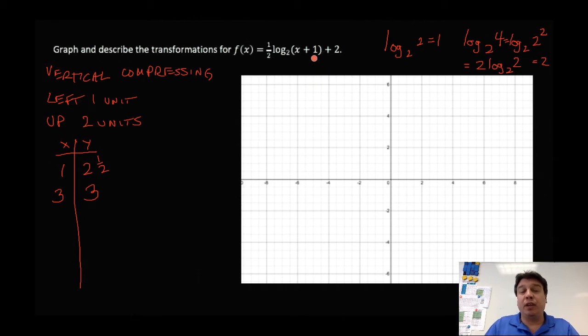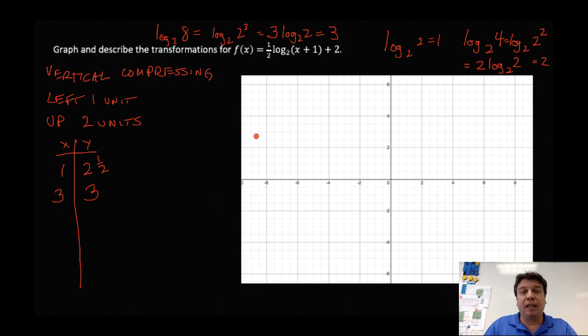Now I want to choose another number. So if I have an 8 here, I'm going to do a little math. Log base 2 of 8. Well, remember that 8 is nothing more than 2 to the 3rd power. So the exponent comes out, and then I have log base 2 of 2. So again, we're at 3.